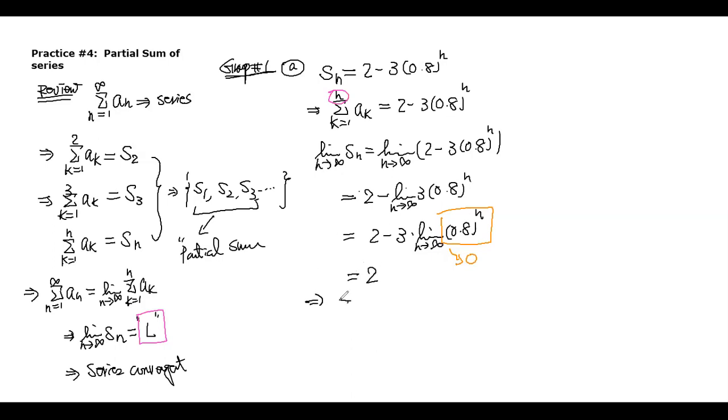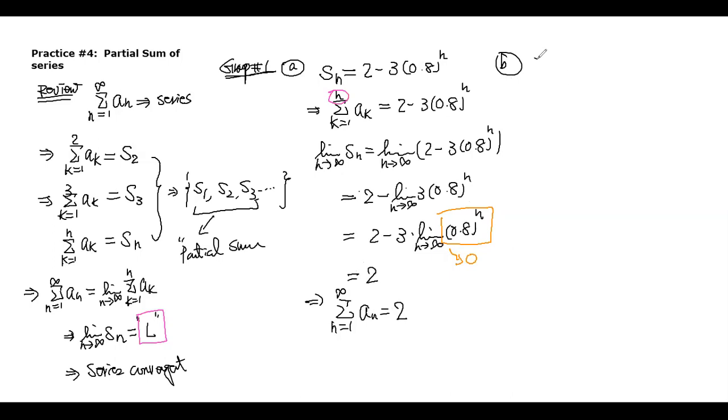That means for this series from 1 to infinity of a_n, what I have here is 2, right? That's because of my partial sums here. Okay, let's take a look at part B here.